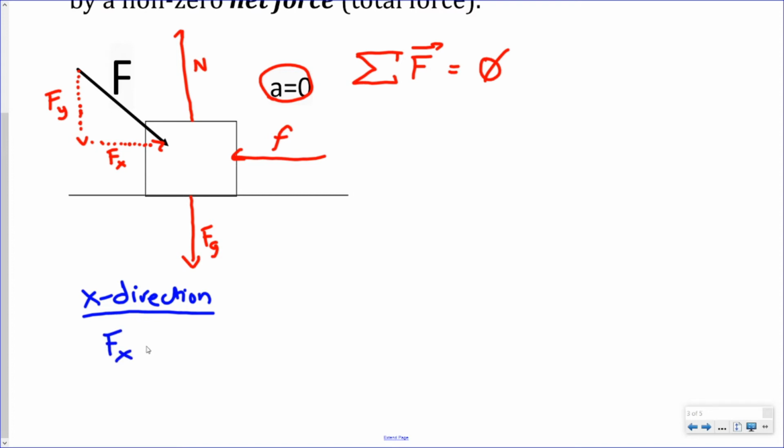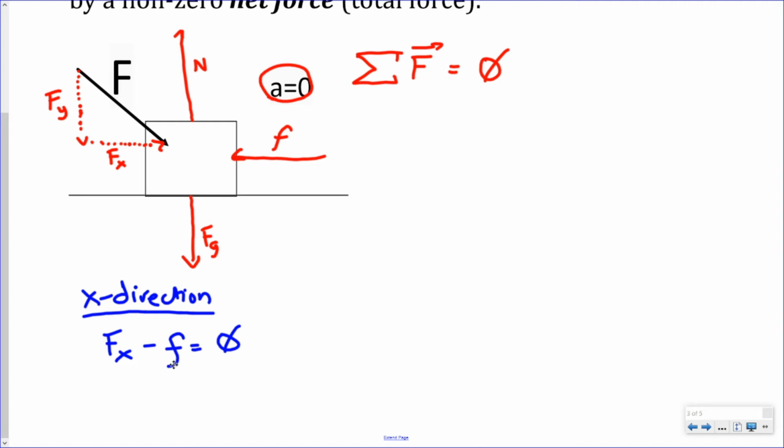Fx minus force of friction equals 0. Now, I said sum, didn't I? So shouldn't we be adding these? Now, we're going to be a little bit cheeky with what we're doing here. Notice I did not put any vector arrows on here. We're going to ignore direction for right now.